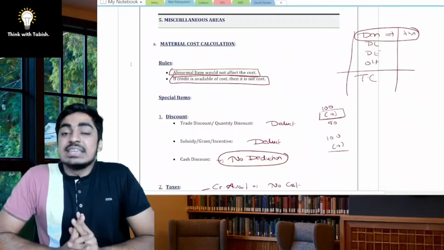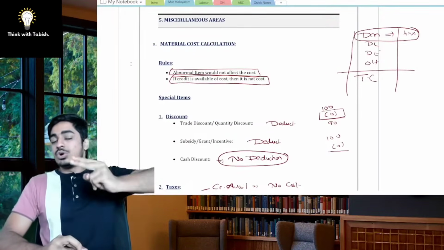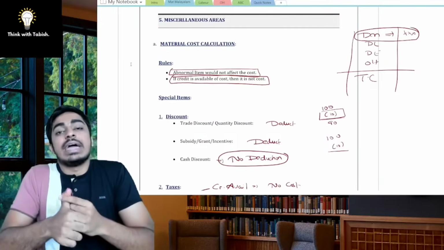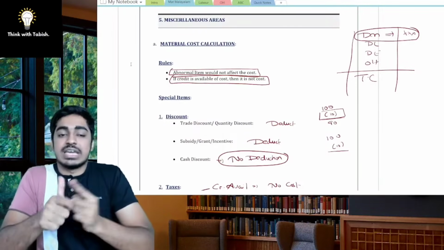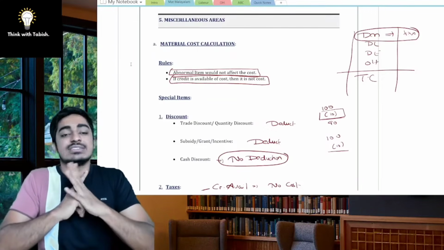Then we have the miscellaneous areas. First is the calculation of material cost. Yes, two golden rules to be kept in mind. Firstly, if there is any abnormal item, it will not impact cost. Secondly, if credit is available against the cost, then it is not cost.